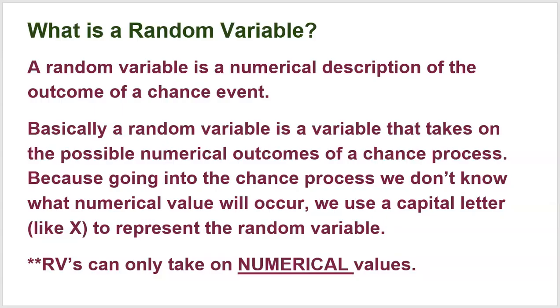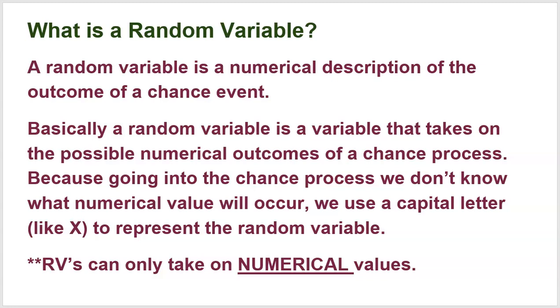All right, so before we talk about a discrete random variable, I guess we should talk about what a random variable is. So a random variable is a numerical description of the outcome of a chance event. So basically, a random variable is a variable that takes on the possible numerical outcomes of a chance process. Okay. I know that may seem a little bit confusing right now, but we've already learned about a chance event or a chance process, right? Anything where we don't know the outcome. If the outcomes are numerical, boom, that's a random variable.